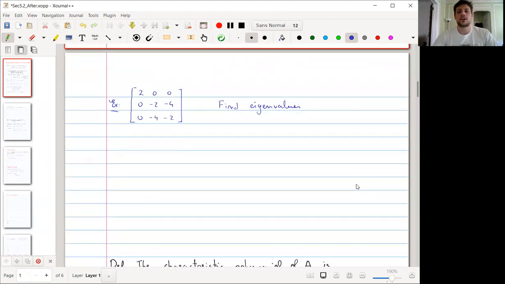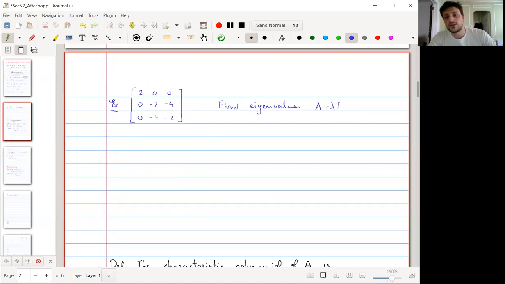Let's have a look at another example. The approach is very similar. To find eigenvalues, you always want to start by looking at the matrix A minus lambda I. This time I will skip the step and I will just write the matrix by subtracting lambdas. And then we want to take the determinant of it.